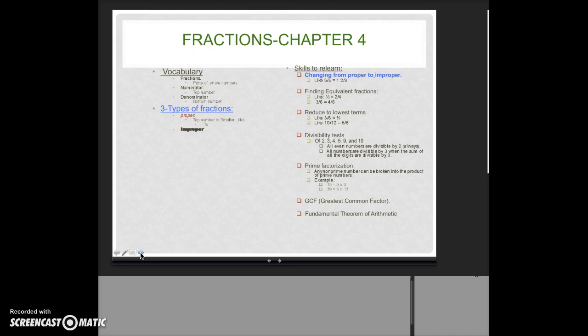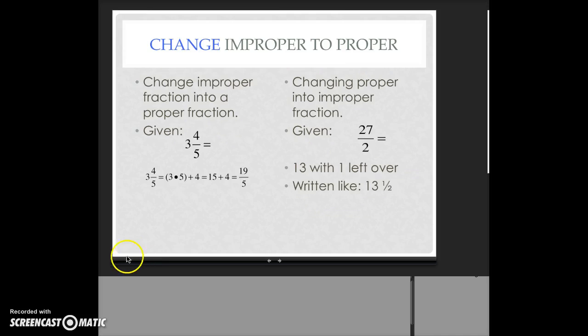Proper is when the top number is smaller, like 3/4. And improper, the top number is actually larger, like 5/2. And the mixed fractions, we have a partial whole, and so these are whole numbers with a part of a fraction, like 1 1/2 or 2 1/2. These are examples of mixed fractions.